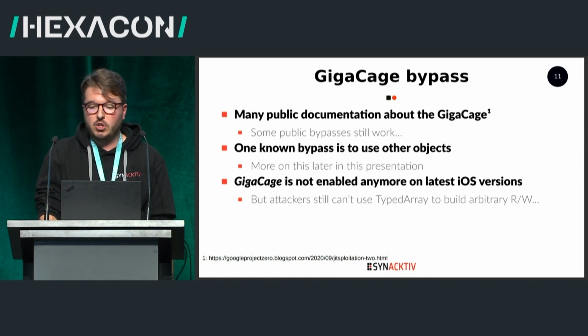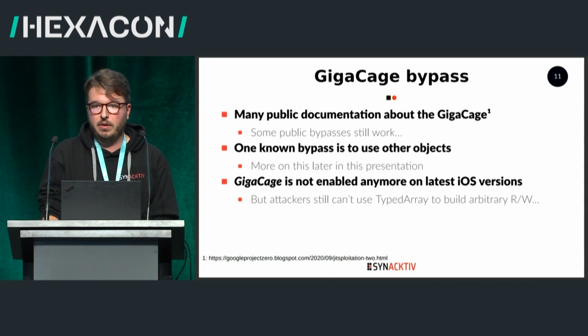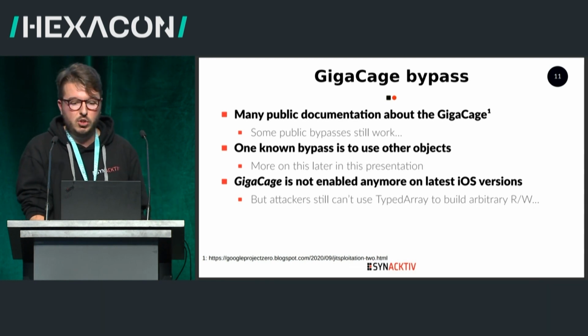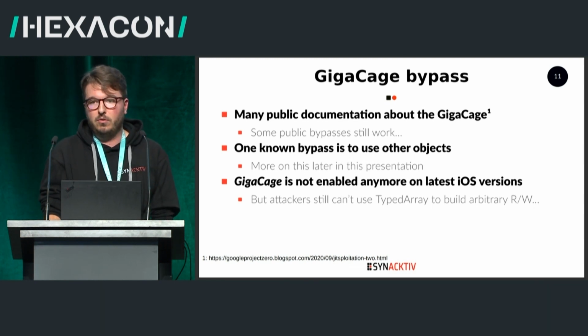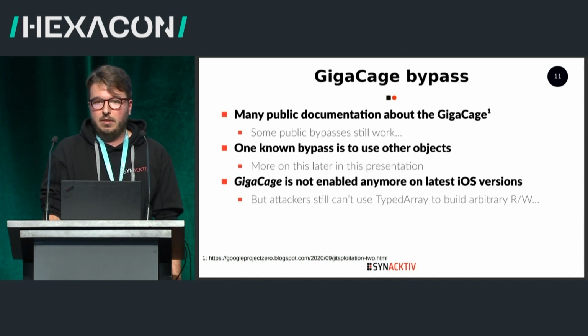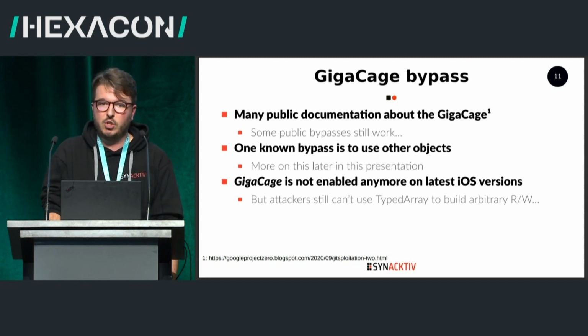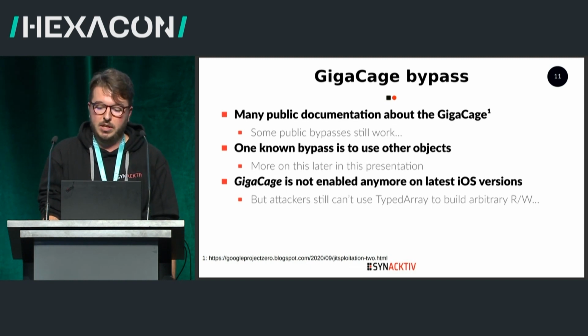But this mitigation is pretty old now, and some other methods have been found since. One known method is to use an object other than the typed array to build arbitrary read-write. One interesting note is that today, on the latest iOS version, the Gigacage is not enabled anymore, but we will see later in this presentation that another mitigation is used to stop this method.